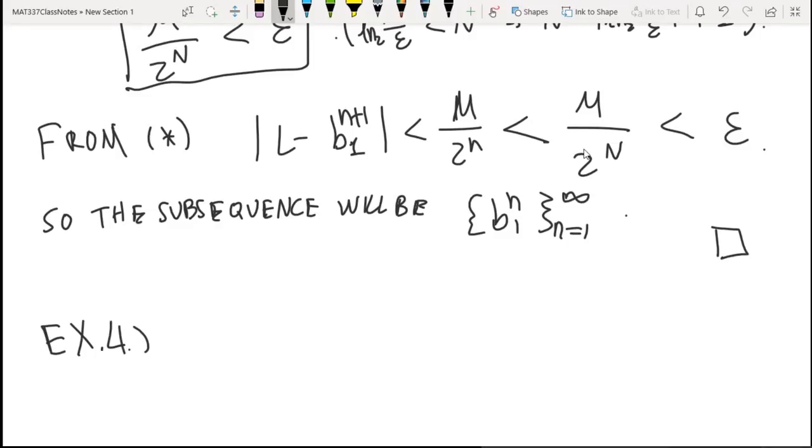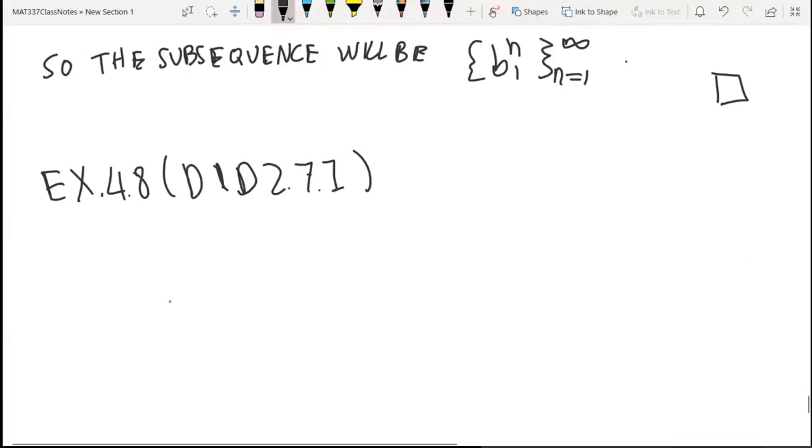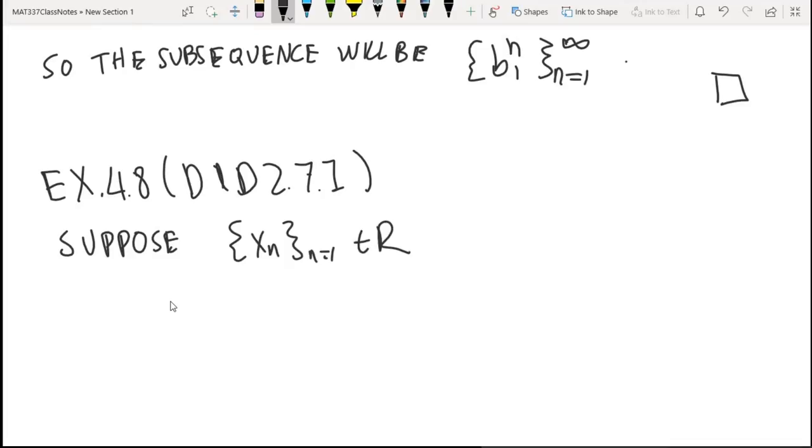So, it's example 4.8. Okay. So I'll state the question. It says, suppose you have a sequence x_n in R with the following property. So, and l_k converge to L, some L.